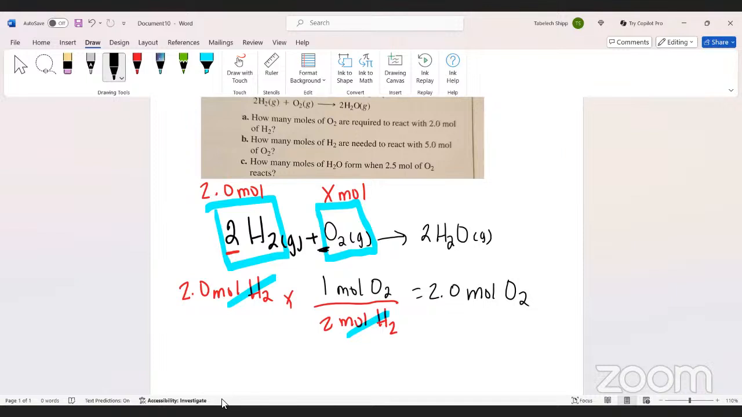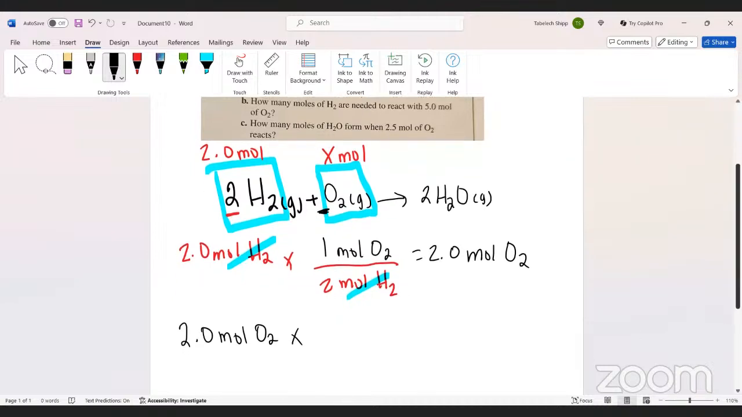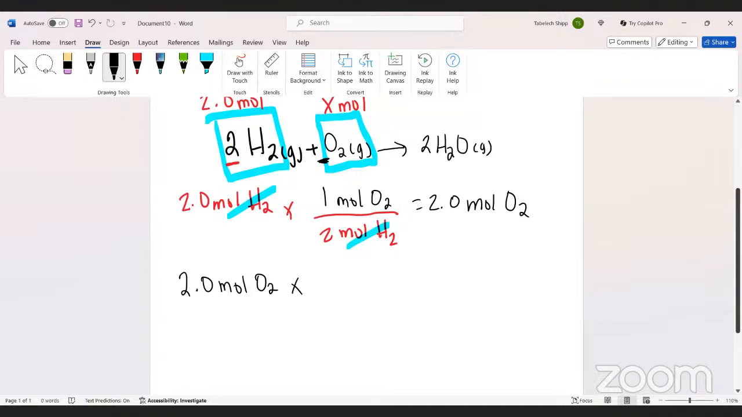So, if they ask you to give the grams of oxygen, all you would have to do is take that 2.0 moles of oxygen and multiply it times the molar mass of oxygen. Since there are 2 of them, you're going to look at your periodic table and find the molecular weight for oxygen, which is 16.00. So let me put this off to the side. The molar mass for oxygen is 2 times 16, and you get 32.